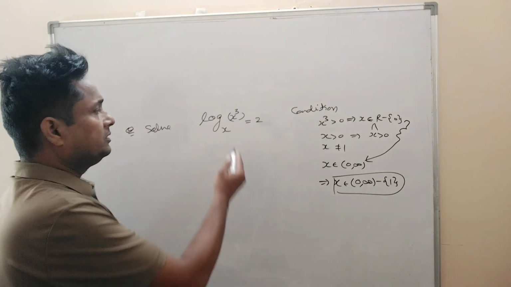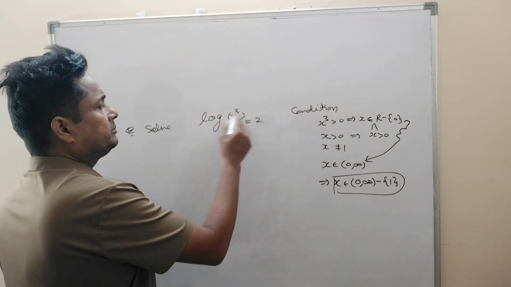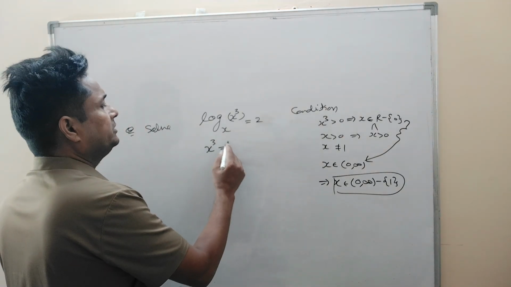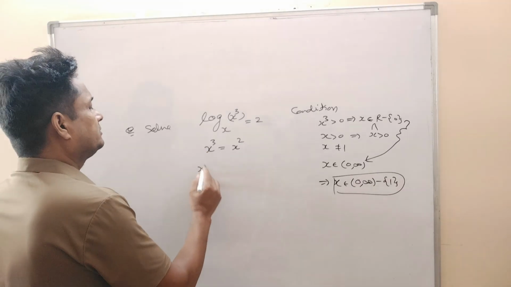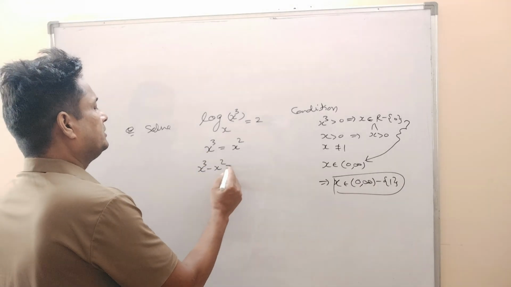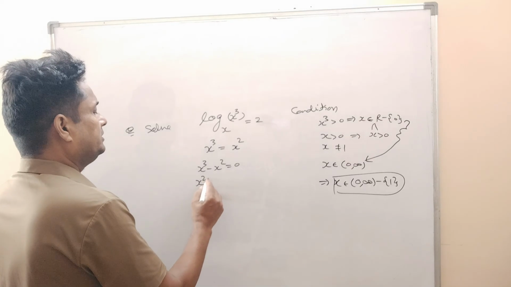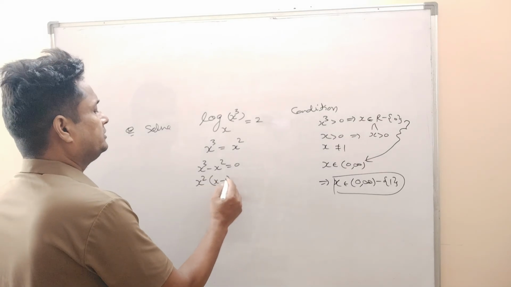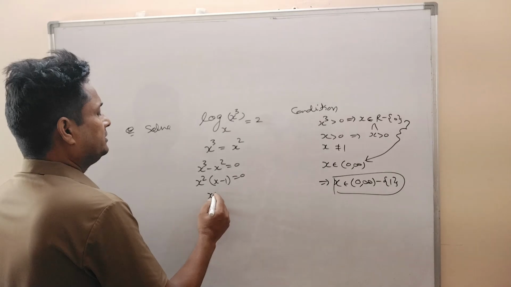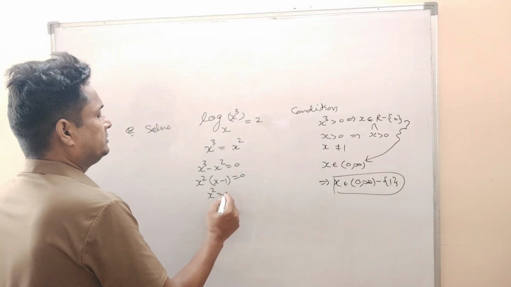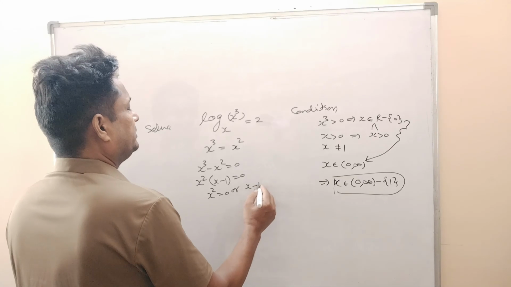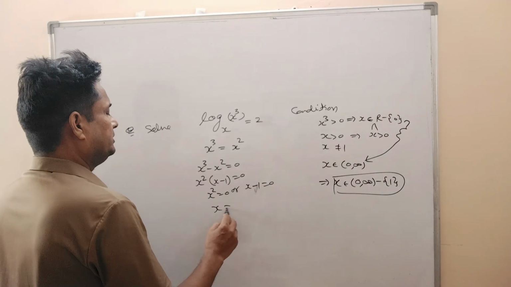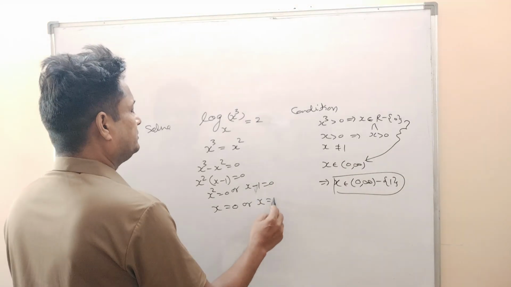Now solve this equation. By the property of log, x cube will be equal to x to the power 2. Now take this to one side. So x cube minus x square must be equal to 0. Take x square common. So it will be x square times x minus 1 is equal to 0. That means x square is equal to 0 or x minus 1 is equal to 0. That means x is equal to 0 or x is equal to 1.